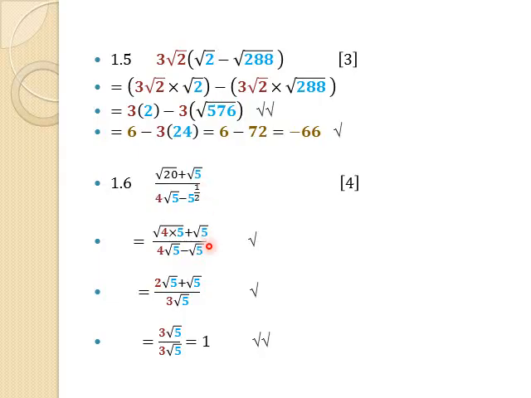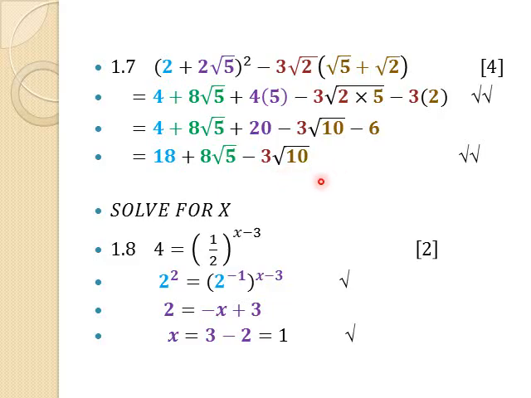Remember with a half, 1 goes inside, 2 goes outside. So that simply becomes square root 5. So 4 square root 5, square root of 4 becomes 2 square root 5 plus square root 5, and therefore minus 1. 4 square root 5 minus 1 square root 5 gives me 3 square root 5. So 2 plus 1, 3 square root 5 divided by 3 square root 5 equals 1. Right? Hope you understand.